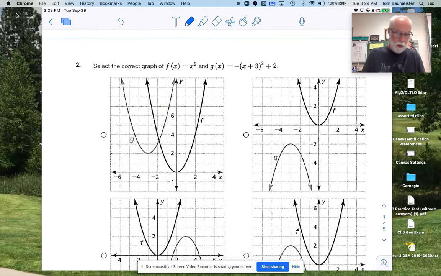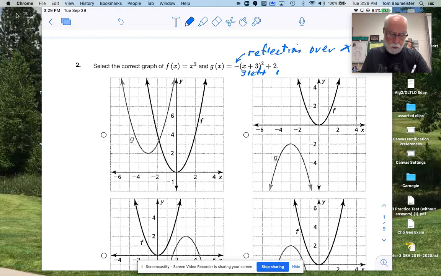Okay, problem 2, select the correct graph of f of x is equal to x squared and g of x is equal to negative x plus 3 squared plus 2. So again, the same thing. If we have a negative on the outside of the parentheses there, that means we're going to have a reflection over x. All right. And remember, I just told you this one here would be 3 left. And this one here would be up 2.